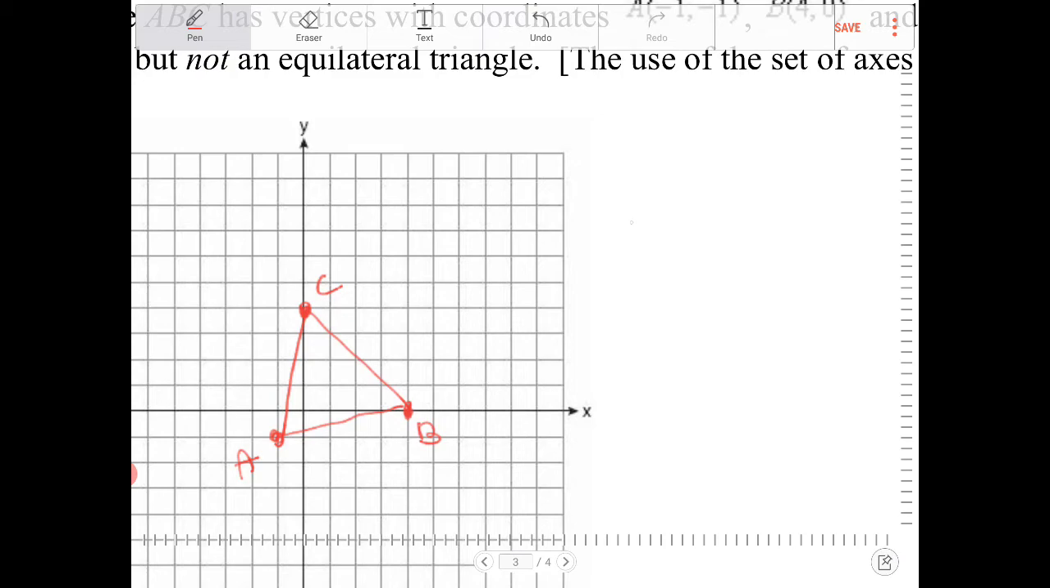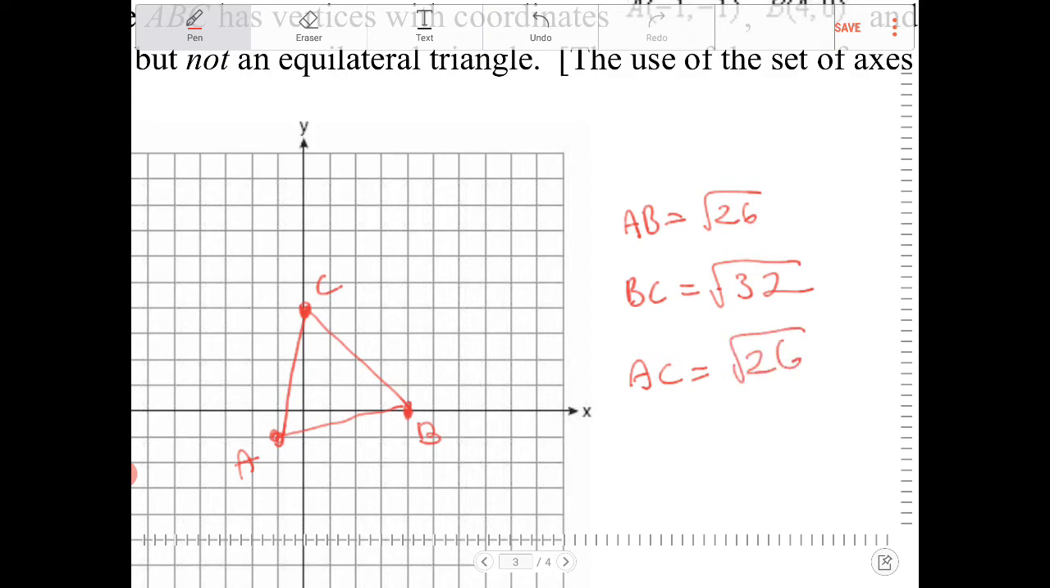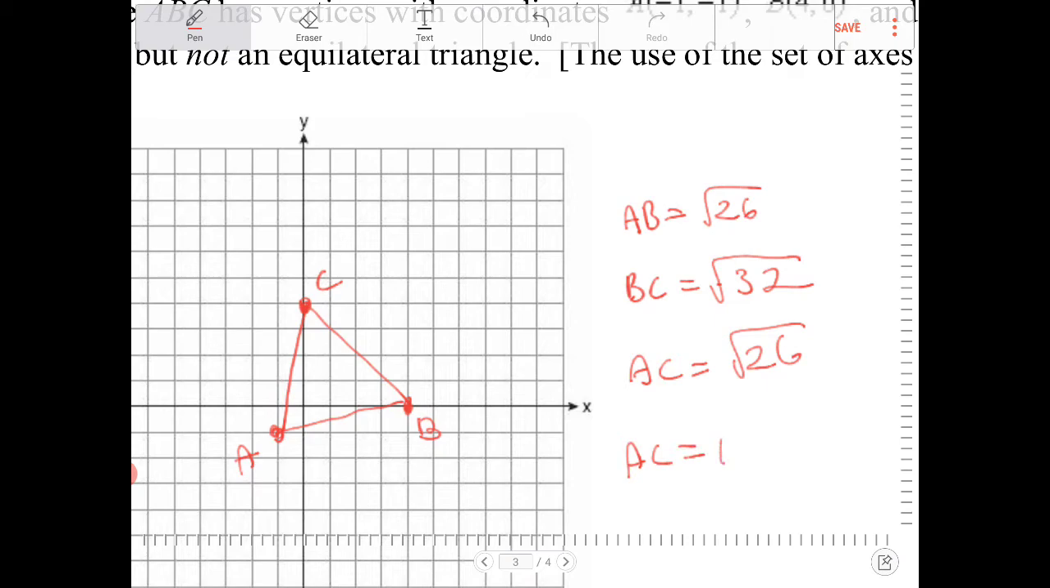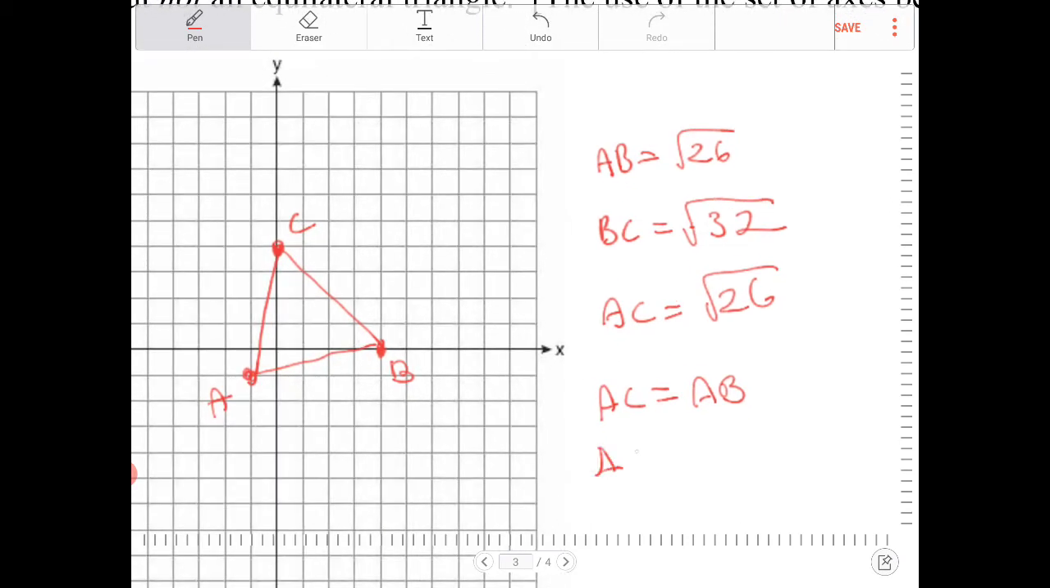Okay, so AB has a length of... if I go from A to B, I go 2, 4, 5, and up 1. So that's going to be the square root of 26. BC, I go 2, 4, and then 2, 4. So that means it's going to be 16 plus 16, the square root of 32. And then AC has a length of the square root of 26. So since AC is equal to AB, triangle ABC is isosceles only.